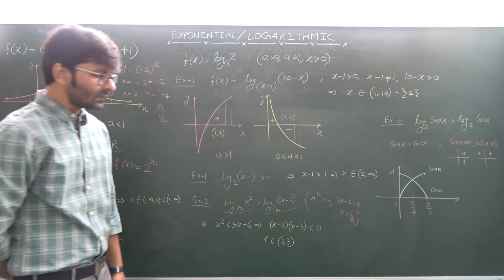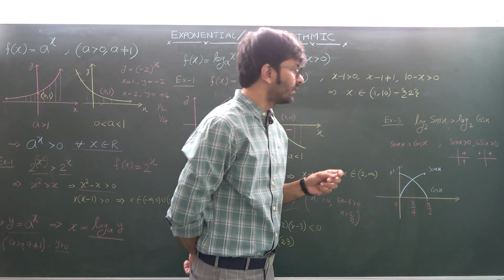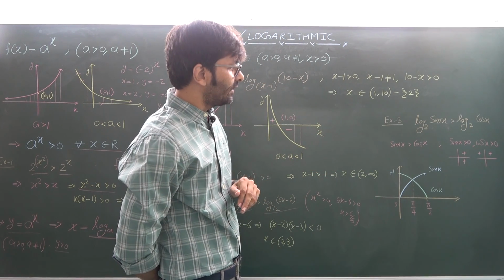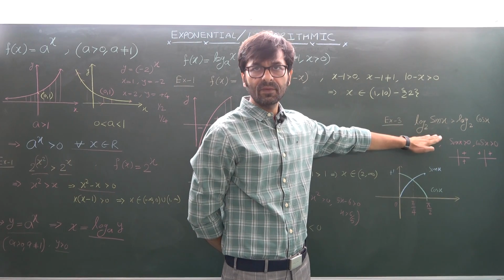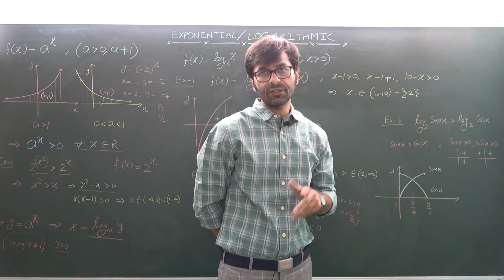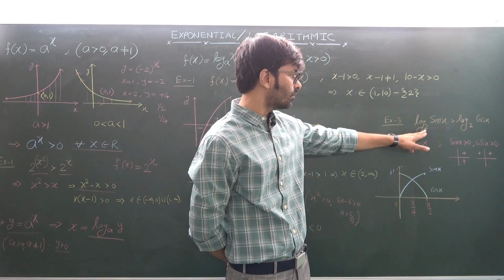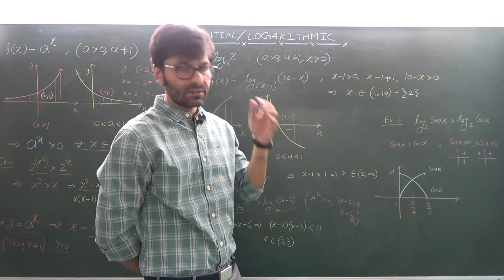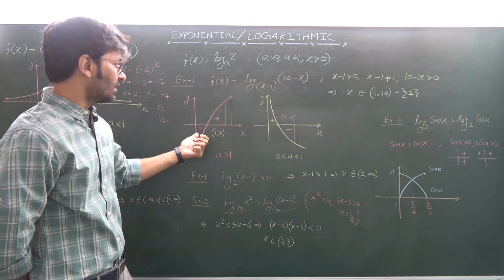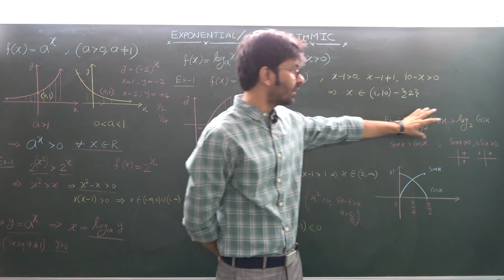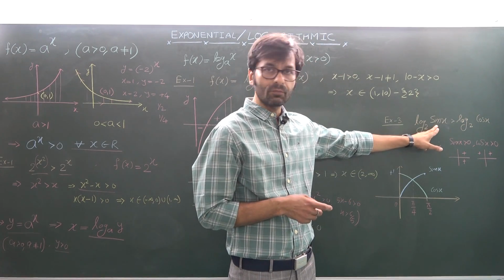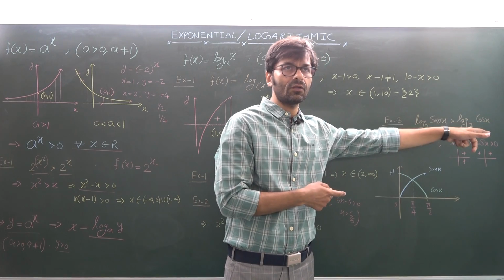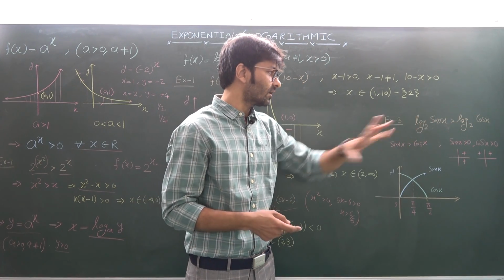Okay. One slightly difficult question at this stage. We want to find the solution to log of sin x to the base 2 greater than log of cos x to the base 2. Base is 2, which means increasing function. So if this output is greater than this output, this input sin x must be greater than that particular input. So sin x must be greater than cos x.